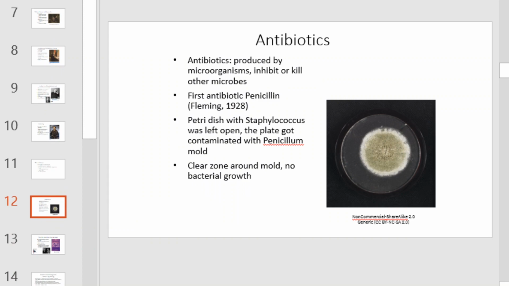Antibiotics. Antibiotics are produced by microorganisms to inhibit or kill other microbes. The first antibiotic, penicillin, was discovered by Fleming in 1928, pretty much by accident. A petri dish with Staphylococcus was left open, and the plate got contaminated with penicillium mold. Eventually, a clear zone shone around the mold, which led to the discovery of penicillin.